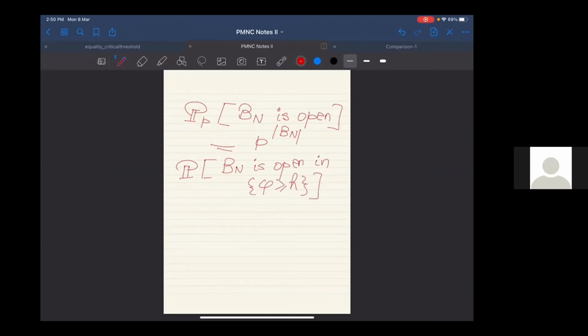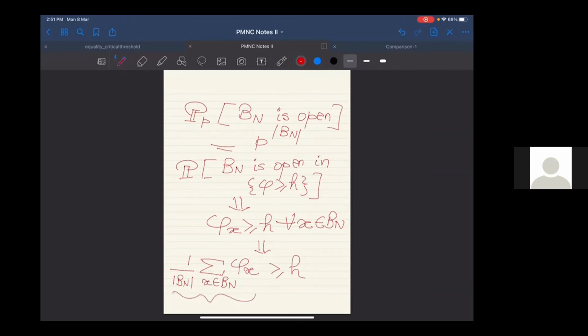Okay. Now, essentially this means that phi x is bigger than or equal to h for all x belonging to Bn. In particular, this implies that if you take the average of this in Bn, this is also bigger than or equal to h. Now this one is actually very easy to evaluate.